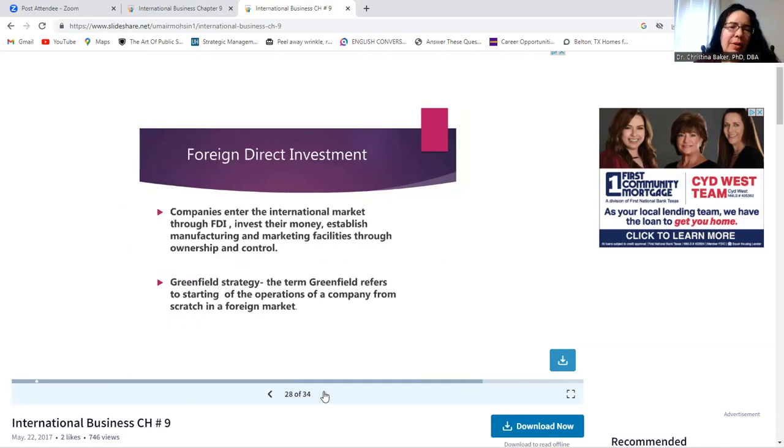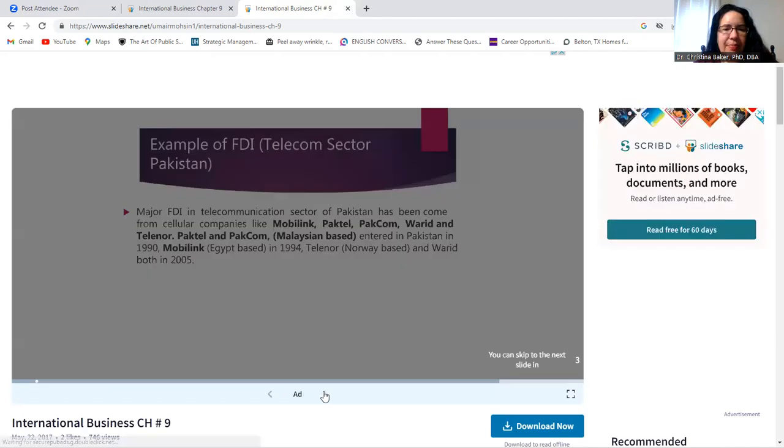Companies enter the international market through FDI. They invest their money and establish manufacturing and marketing facilities through ownership and control. And the greenfield strategy: the term greenfield refers to starting the operations of the company from scratch in the foreign market.